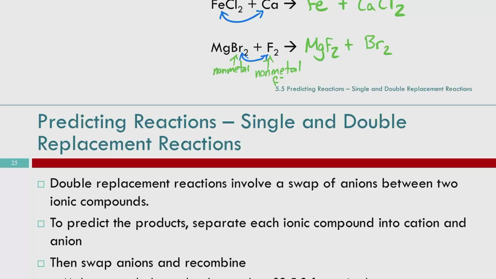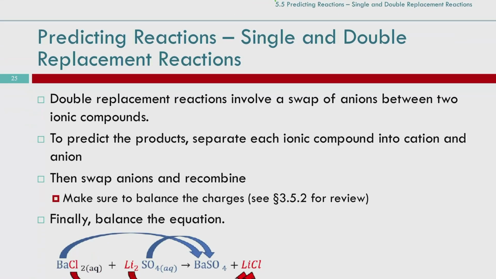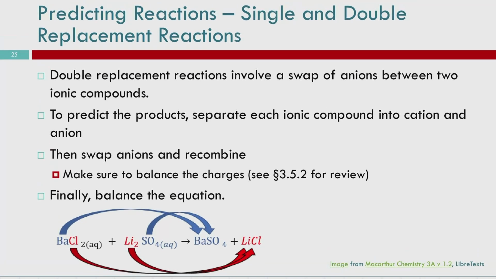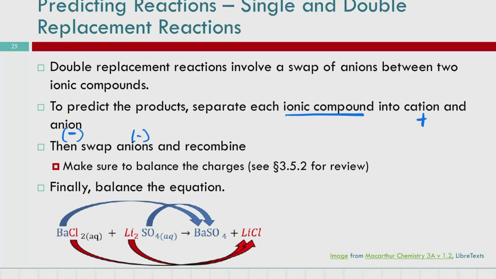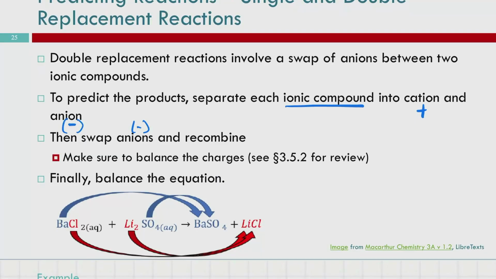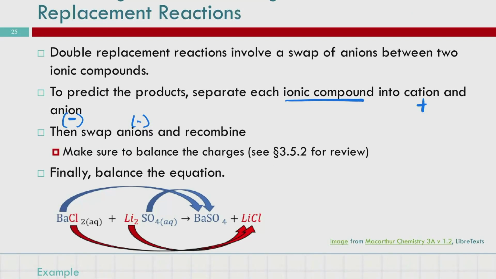All right, double replacement reactions are a little bit more involved. We're doing an ion swap. So in order to predict the products, in order to predict what we write down on the right side of the equation, we want to separate our ionic compounds into cation, positively charged, and anion, negatively charged. Then swap the anions, the negatively charged ions. So we'll make them switch places, and then we'll combine them back together. So this is a little bit more involved, but the steps are going to be the same, or just about the same, every single time.